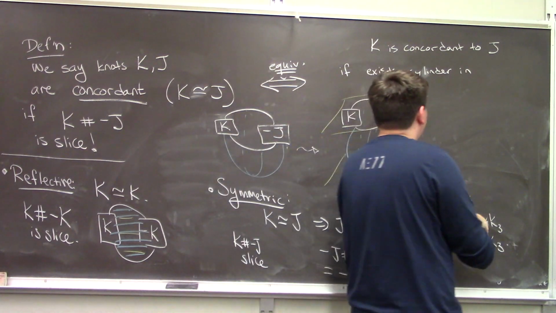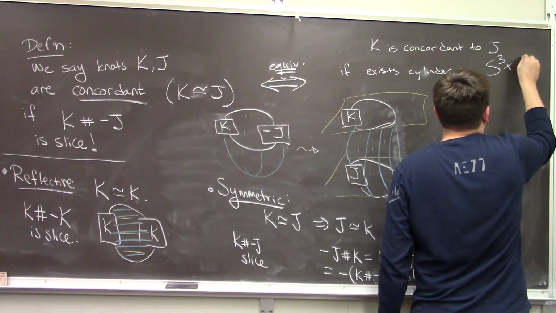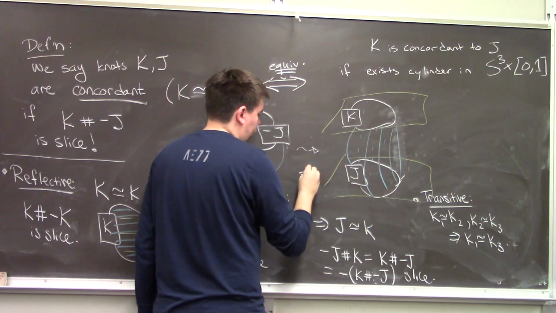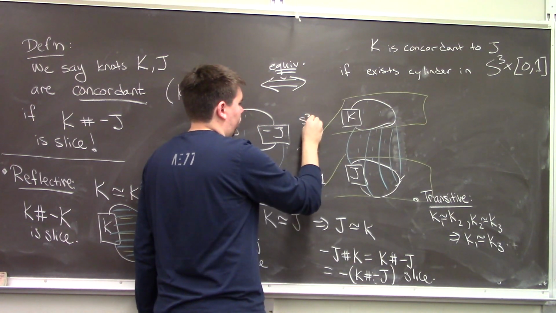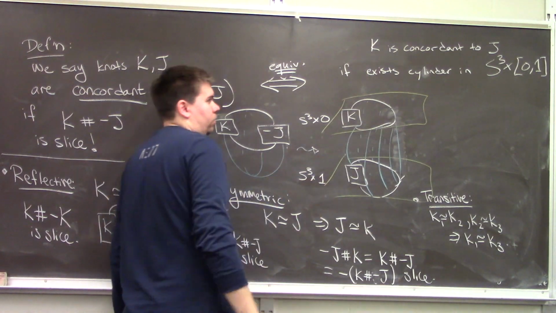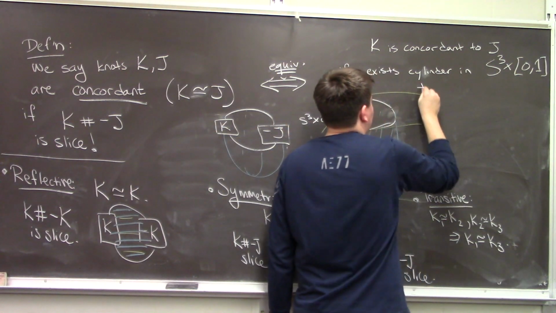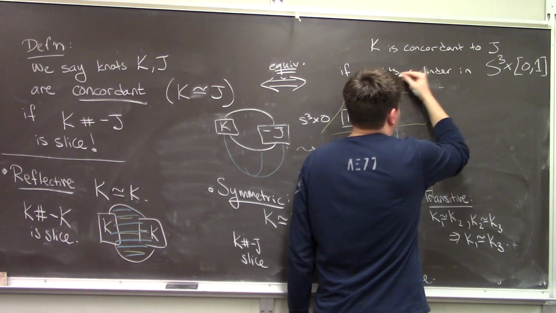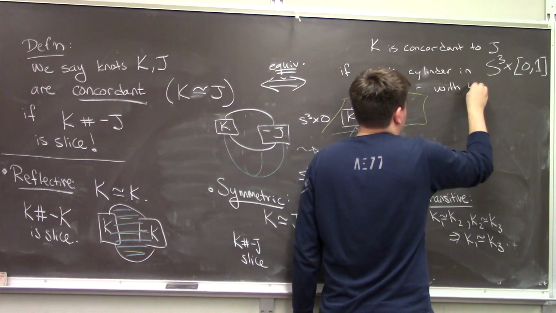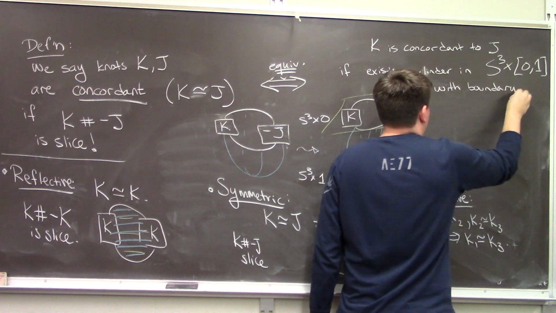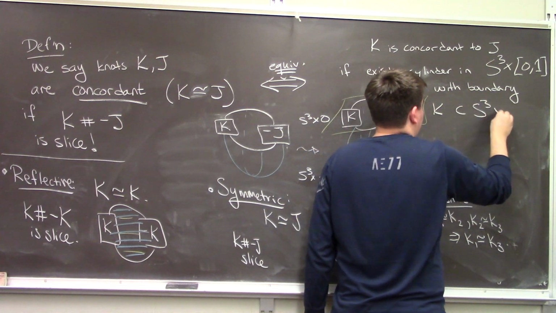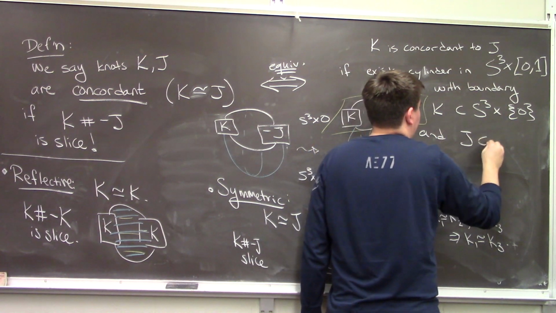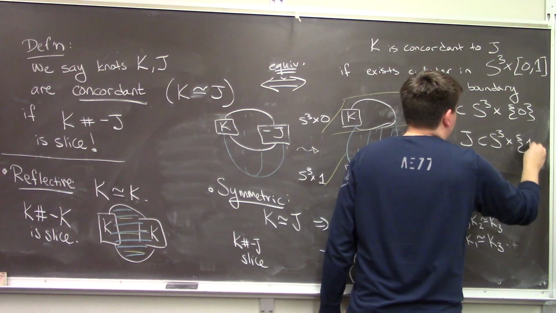So I'll think of it as S3 cross the unit interval, where down here I began with like S3 cross 1 and S3 cross 0, and I kind of move throughout as I tell the story. If there exists a cylinder with boundary K in S3 cross 0 and J in S3 cross 1.